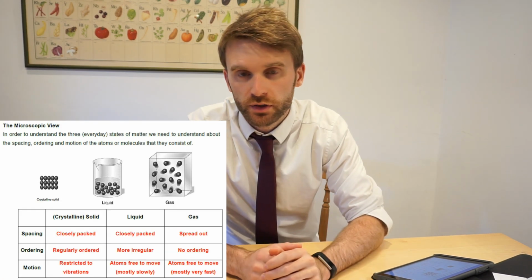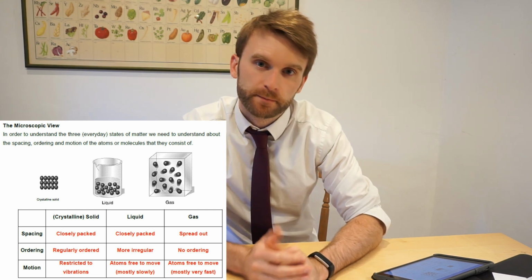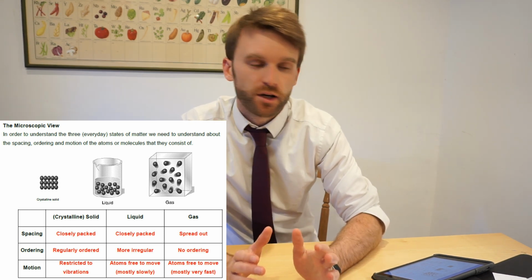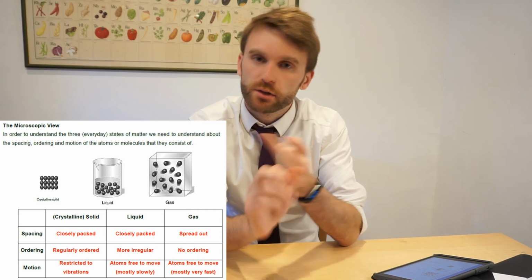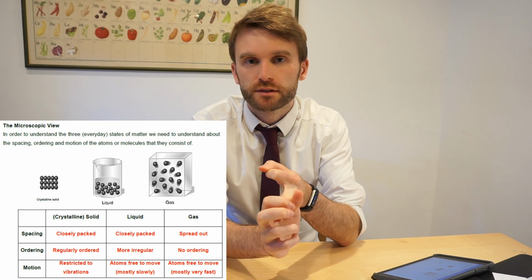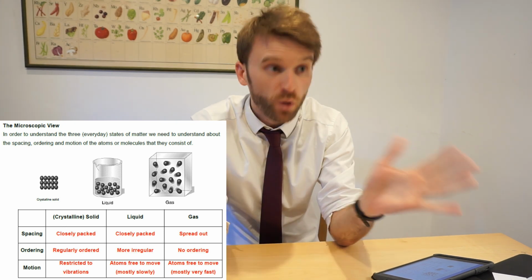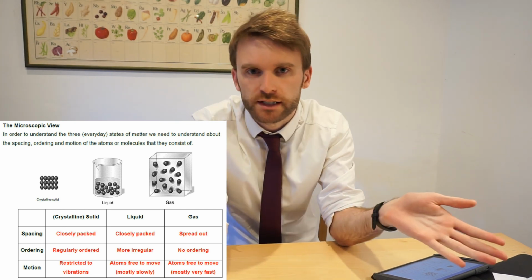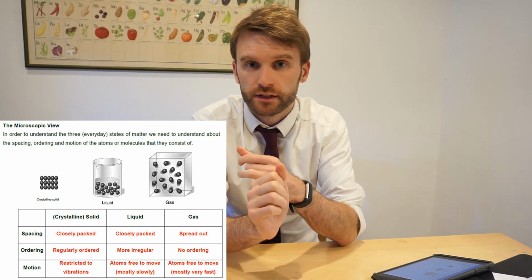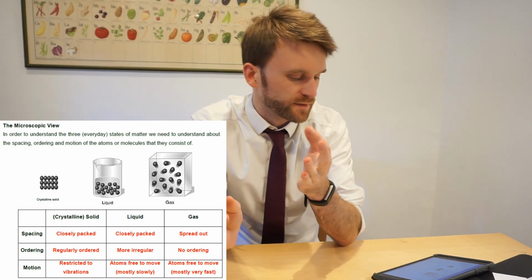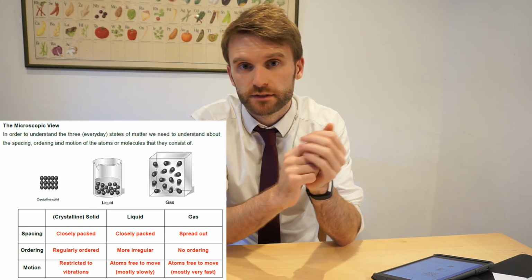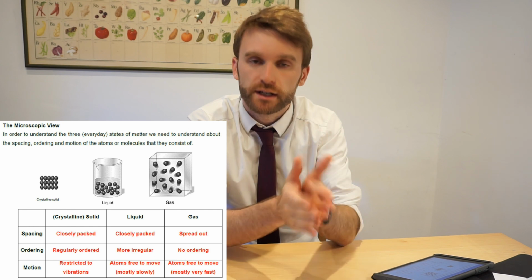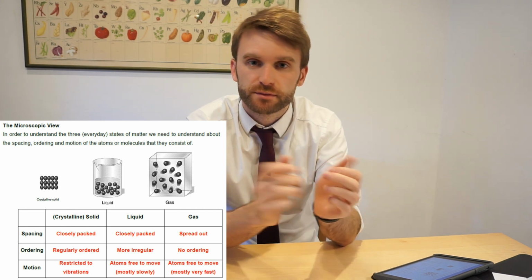What's the most essential part of this booklet, I think, is the microscopic view, and in particular the wording. Here, there's a lovely table of things you need to know. It describes, in terms of the spacing, the ordering, and the motion of particles, each of the three states. What more do you need to know? Nothing, it's all here. In a solid, everything's close together. The ordering is regular, and the motion, as you probably know already, they vibrate about fixed points. Closely packed, regular arrangement, vibrate around fixed points.